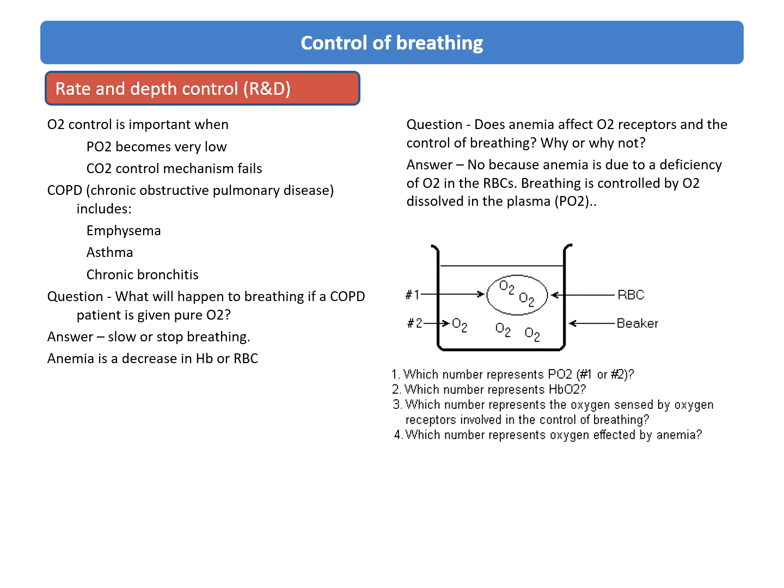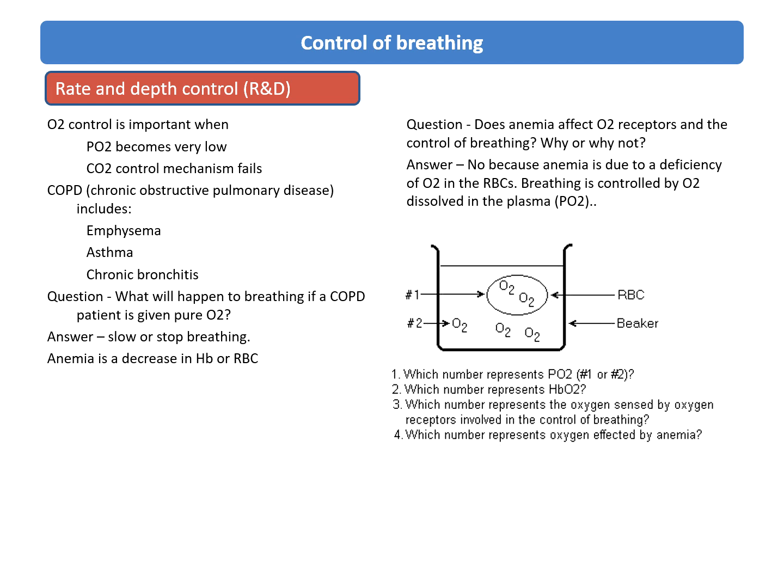Question 2. Which number represents oxyhemoglobin? Well, that would be number 1. That's the oxygen in the red blood cells bound to the hemoglobin. Question 3. Which number represents the oxygen sensed by oxygen receptors that are involved in the control of breathing? That would be number 2. The free, loose oxygen molecules that bump into the receptor and stimulate it.